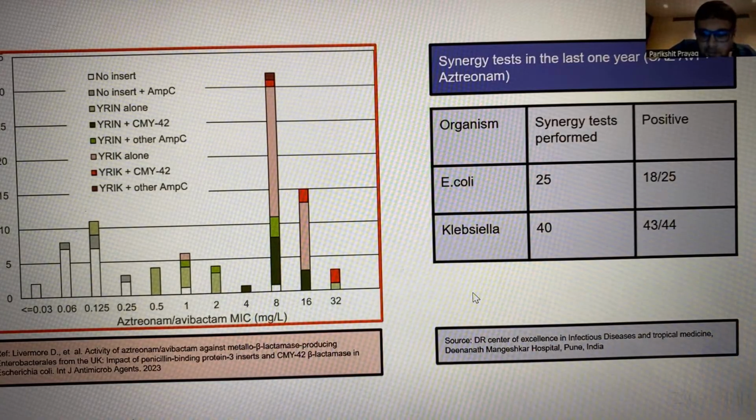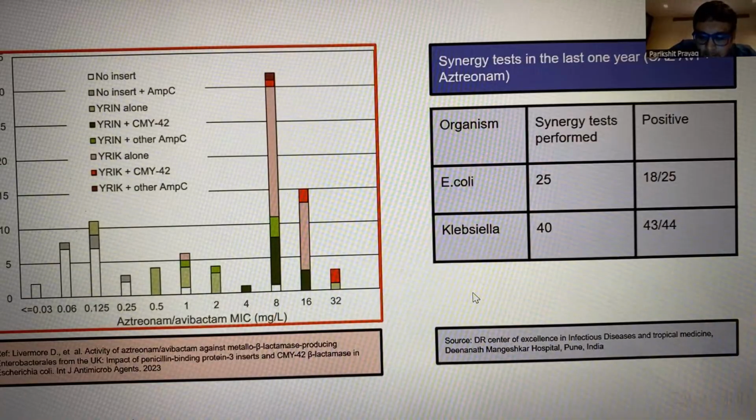E. coli isolates fail the synergy test. It could be higher or lower in your own hospital depending on where you're practicing, and that's why it is important to test for the synergy. Now we have aztreonam-avibactam strips as well, so it's important to look at the aztreonam-avibactam MICs and confirm when it comes to E. coli.